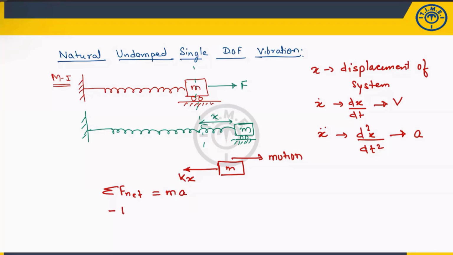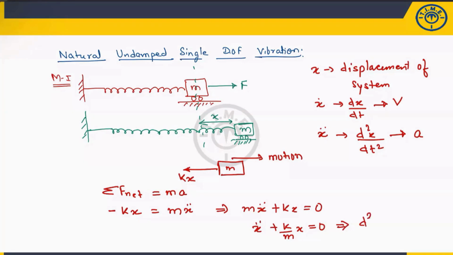What is the force which is acting? Minus kx, and this force is acting opposite to the motion. That's why I have considered minus kx, which is equal to the net force, mass into acceleration. So can I write this acceleration as x double dot? So m x double dot plus kx is equal to 0. So x double dot plus k by m x is equal to 0. I can write this equation in differential form, d square x by dt square plus k by m into x is equal to 0.